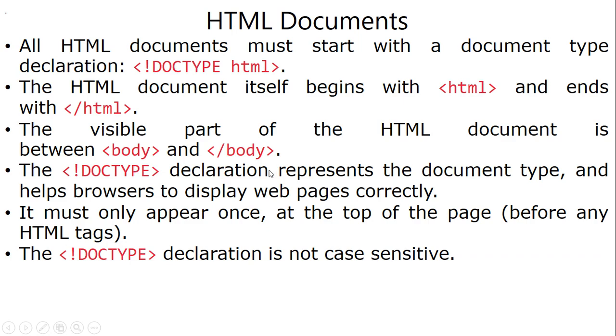Basically, the doctype declaration represents the document type and helps the browser to display the web pages correctly. It must only appear once at the top of the page before any HTML tag. It doesn't have any end tag. Doctype appears only once at the top of the page, where it defines the declaration of the HTML document, and it is not case sensitive.